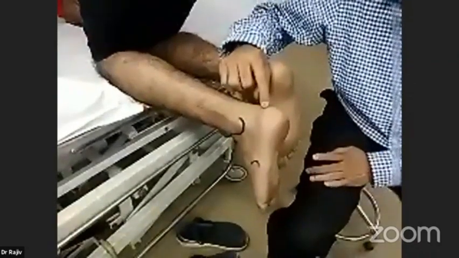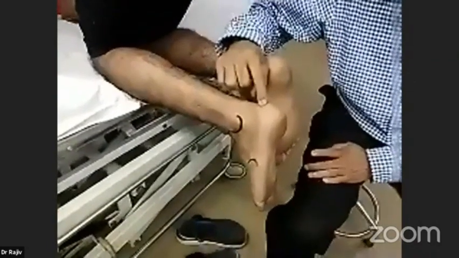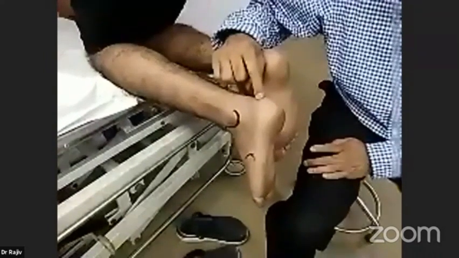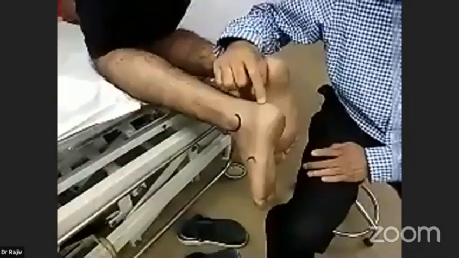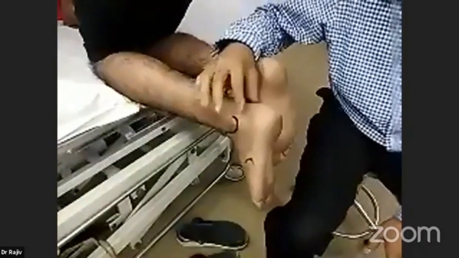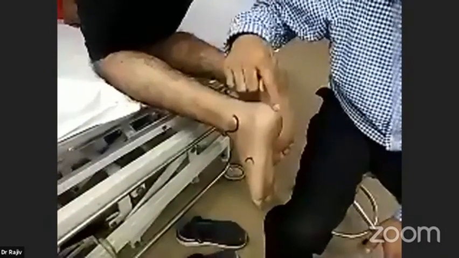An insertional spur would also be palpable here, and for an insertional spur, again you would need a straight posterior approach, and you need to remove the insertional spur and reattach the tendon which gets detached. So this is the significance of posterior ankle examination.